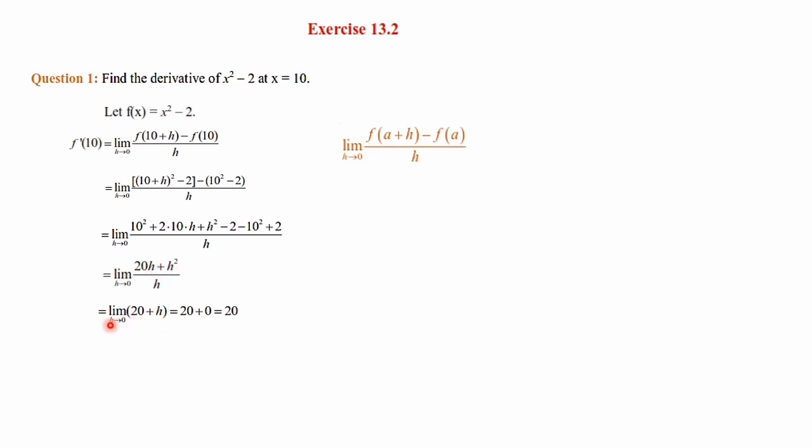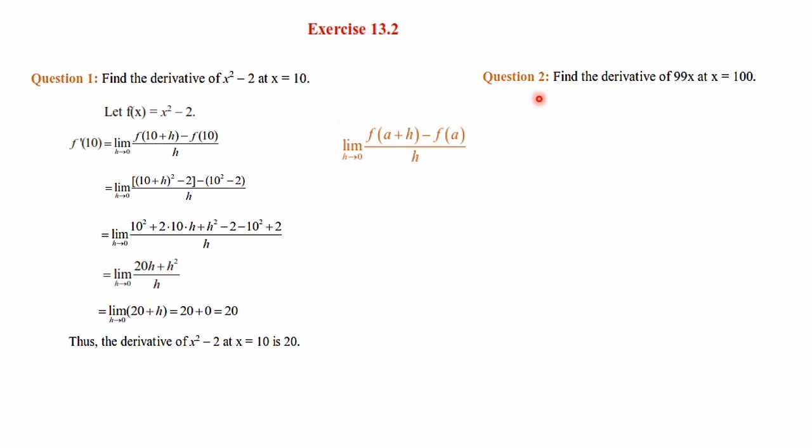Now we can easily substitute the value of h here. That is limit h tends to 0, 20 plus h, that is equal to h can be replaced with 0. So 20 plus 0, that is equal to 20. So limit h tends to 0, f of 10 plus h minus f of 10 divided by h, we have calculated, and finally we have got the answer as 20. So the required answer is 20. The derivative of x square minus 2 at x is equal to 10 is 20. The final statement we have to write.